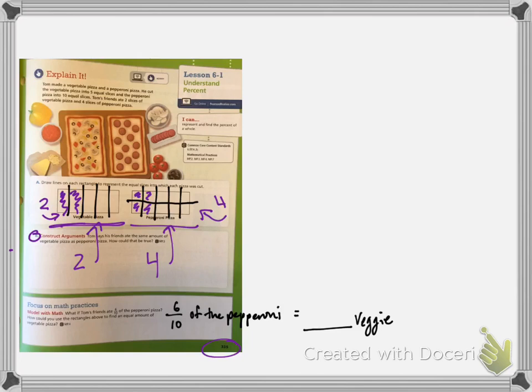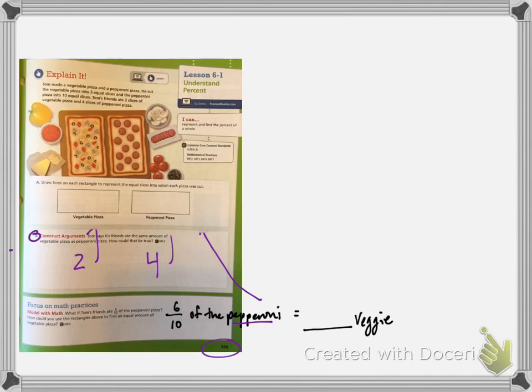So then they ask you with modeling that if his friends ate 6/10 of the pepperoni pizza, how could you use those rectangles to find an equal amount of veggie pizza? It's really important to look at the order here, because if they're saying 6/10 of the pepperoni, there are fewer slices of veggie. So I'm going to erase this very quickly, and I'm going to redraw.